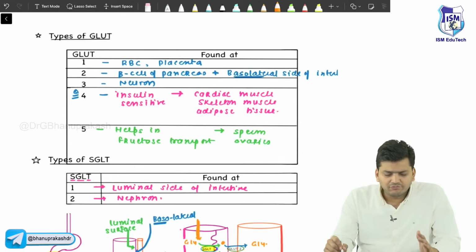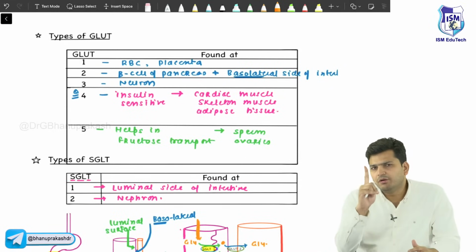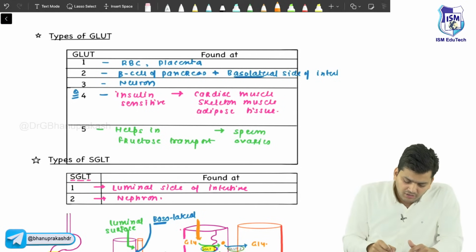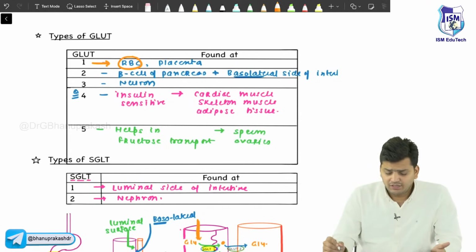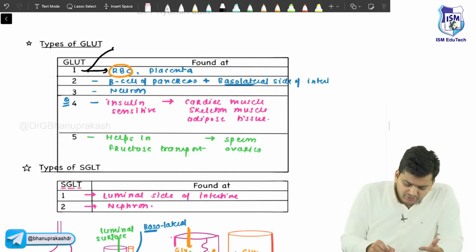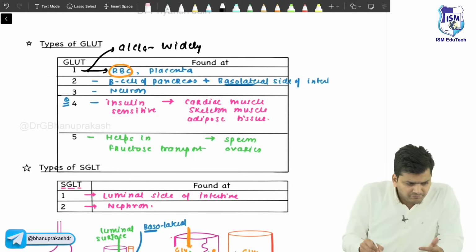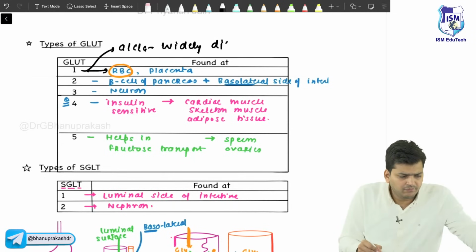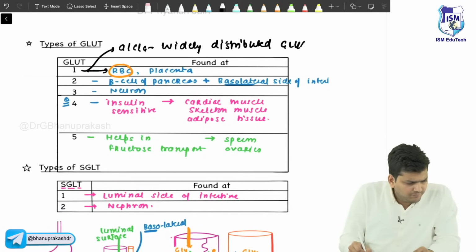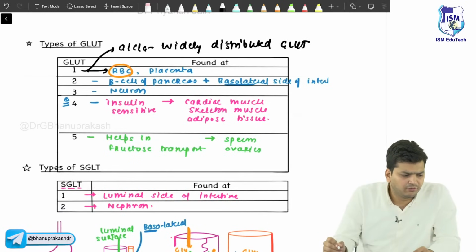It's straightforward. I want you to remember a few points regarding GLUT only. GLUT1 is found in the RBC, and RBC is everywhere. So this GLUT1 is also called the widely distributed GLUT.